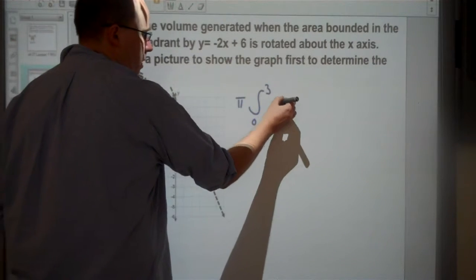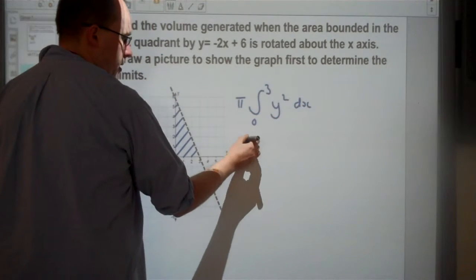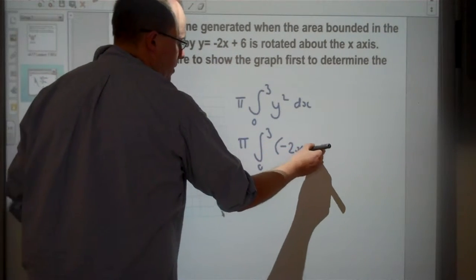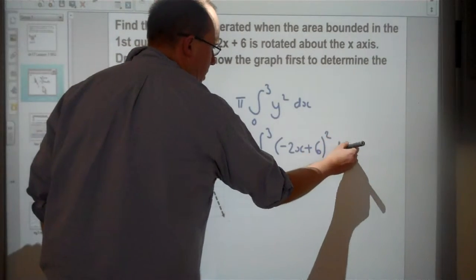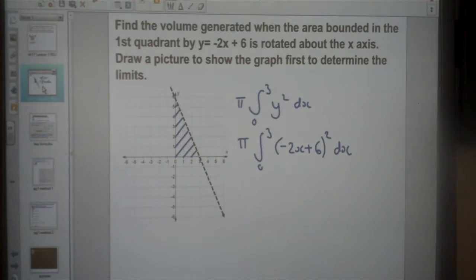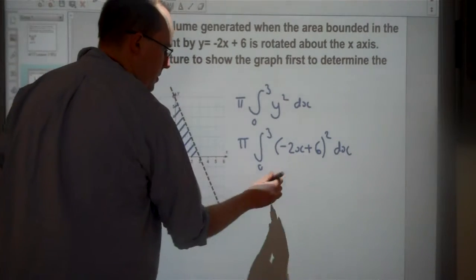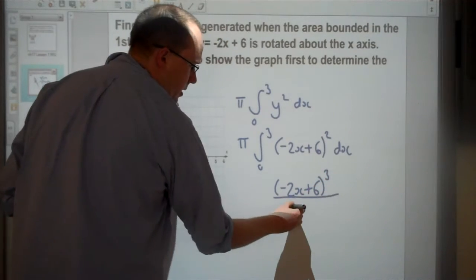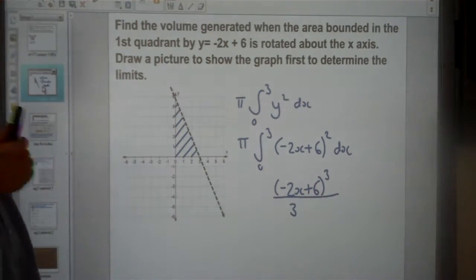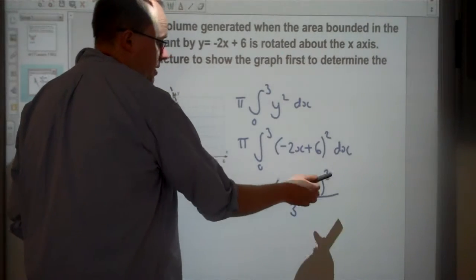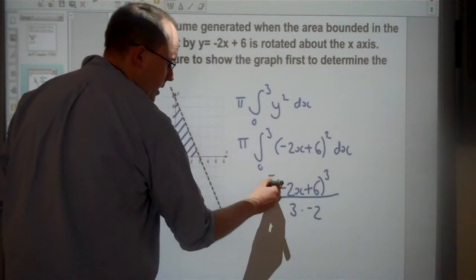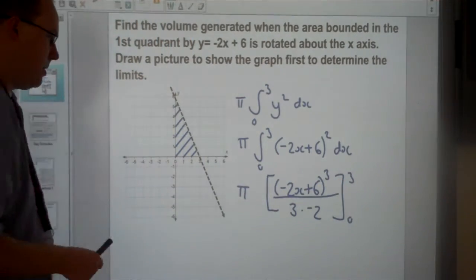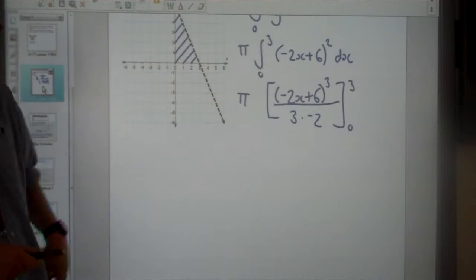So pi y squared dx, and we know that y is this equation here because they gave us that, so negative 2x plus 6 squared dx. Now we could go ahead and do FOIL on this, but since we know the inverse chain rule, we might as well go ahead and use that as well, just to remind ourselves. So increase the power by 1, divide by the new exponent, but also don't forget to divide by the differential of what's inside the parentheses, which is negative 2. And I've still got to times all of that by pi as well. So we'll just leave that to the side for right now.